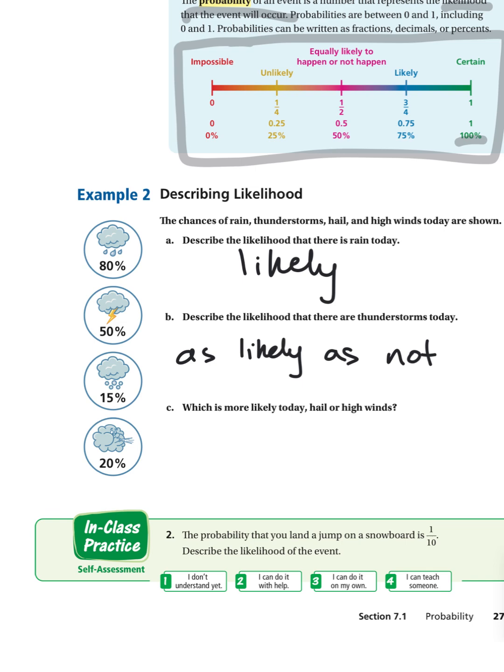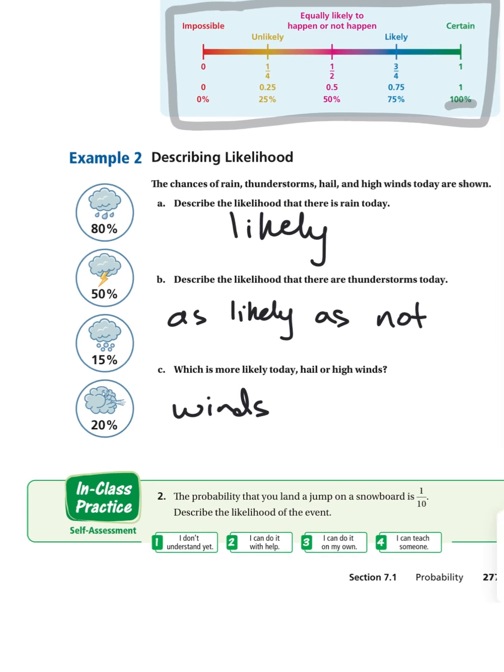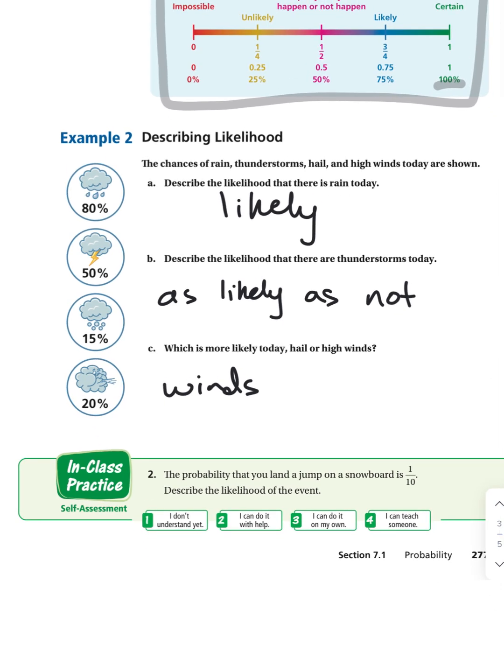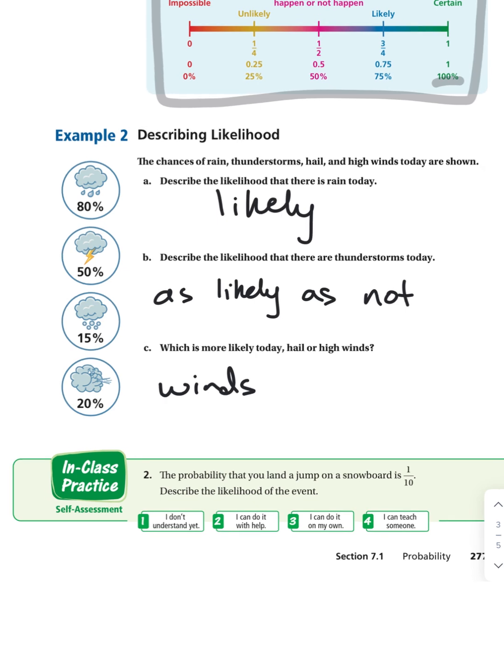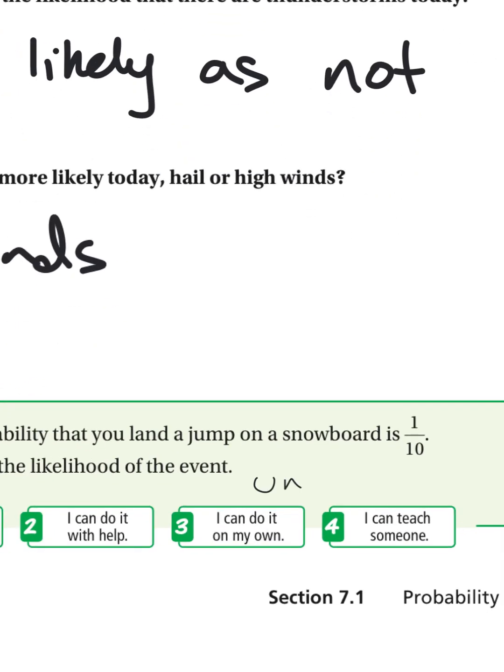All right, describe which is more likely today, hail or high winds. Well, hail is only 15%, high winds is 20%. So while both are unlikely, winds are more likely. Okay, the probability you land a jump on a snowboard is 1/10. Describe the likelihood of the event. I think you need some snowboard practice. 1/10 is unlikely.